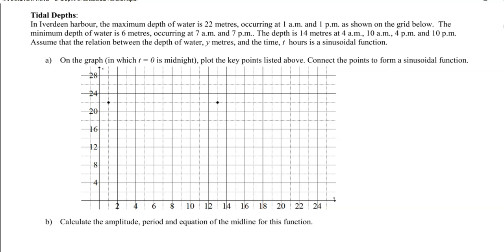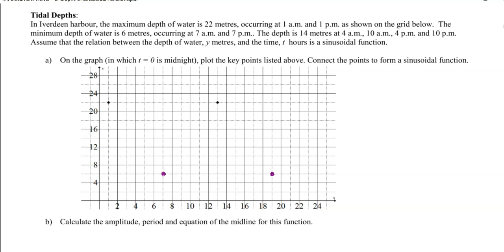and 7 p.m. Okay, so let's graph that. So we have 6 meters at 7 a.m. So here's 7 a.m. There's 6. We can put that point in. And what time is 7 p.m.? 1900. So we go to 19 and also put 6.